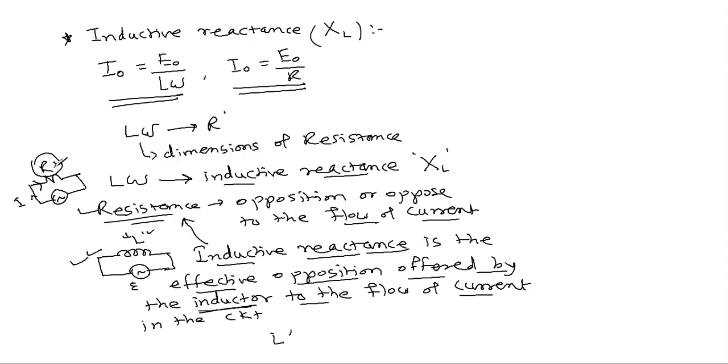But in case of the purely resistive circuit, we use the word resistance, and in case of the purely inductive circuit, we use inductive reactance. So I think students, you might have understood the meaning of inductive reactance now. The SI unit of inductive reactance is the same as that of resistance, that is ohm.